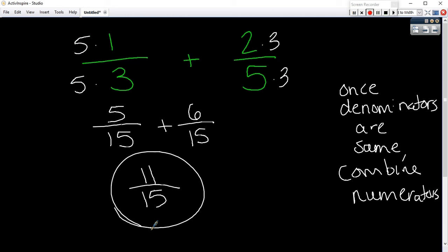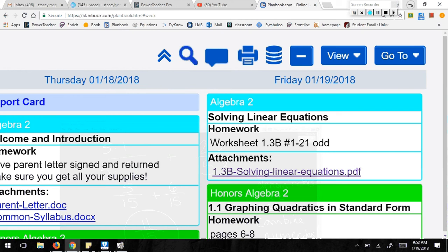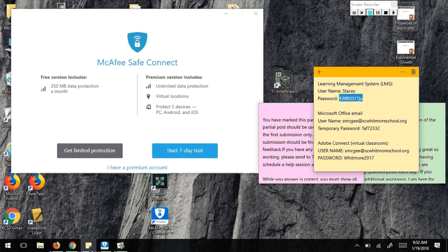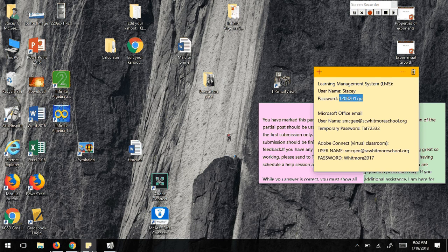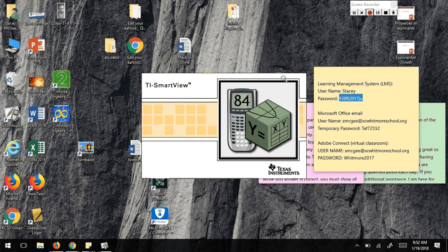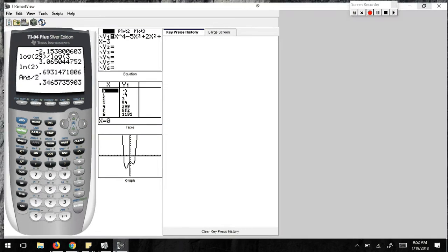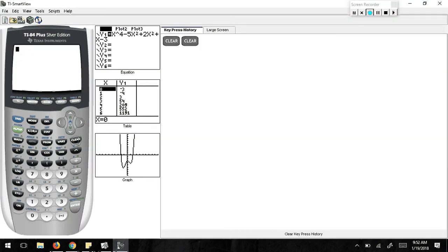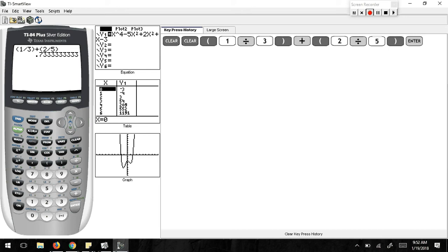Now your calculator, I know a lot of you don't have your calculators yet, but your calculator will do this for you. Does anybody have their calculator yet? A couple of you? Okay. I'll show you real quick. 1/3 and 2/5. Your calculator will add and subtract fractions for you. It's very handy. You don't have to go through finding common denominators. You always put fractions in parentheses. So if you do 1/3 plus 2 divided by 5, that's a decimal, but I want a fraction, right?